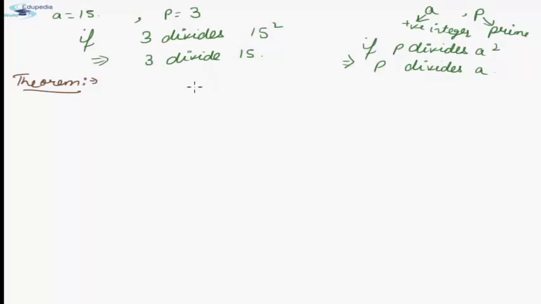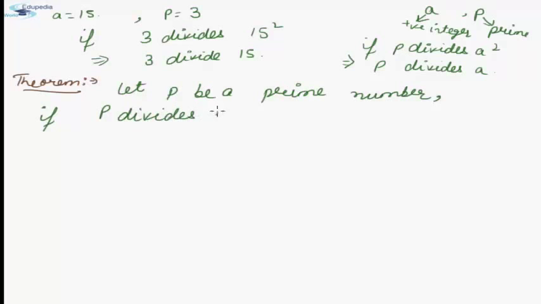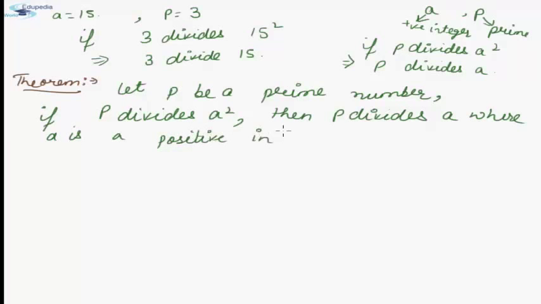Now let us learn how it is possible. First of all, the formal statement of this theorem, that is, let P be a prime number, if P divides A square, then P divides A, where A is a positive integer.